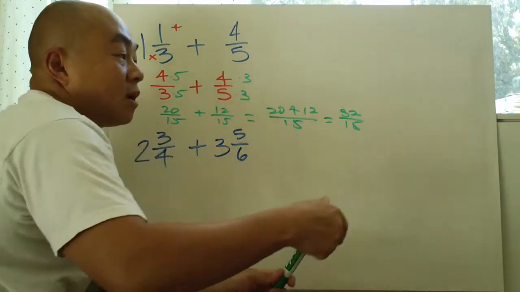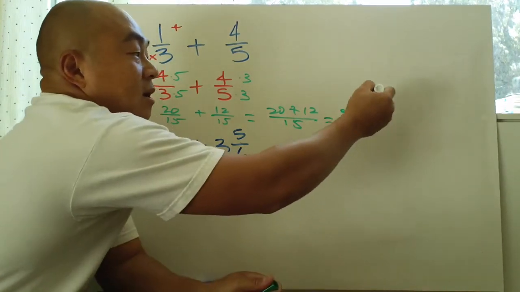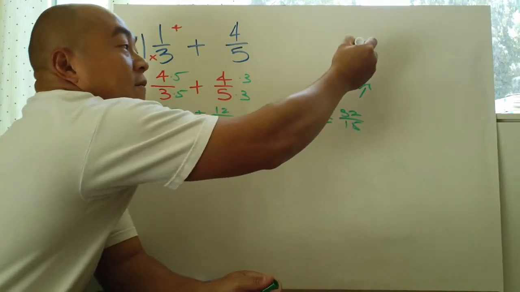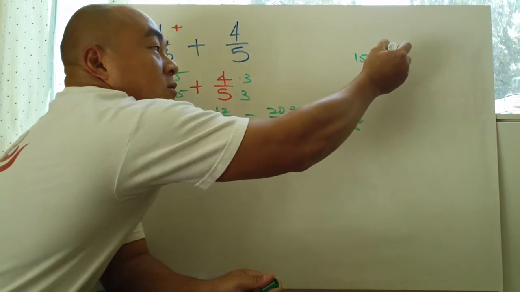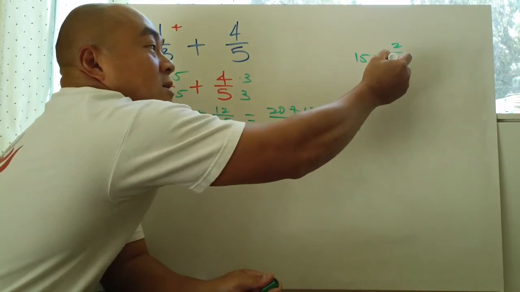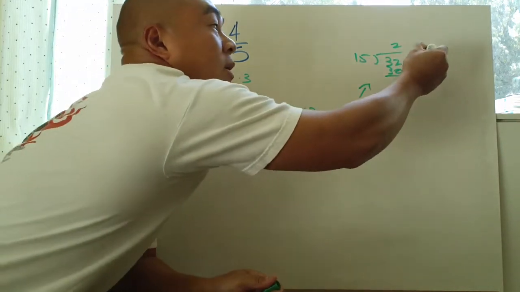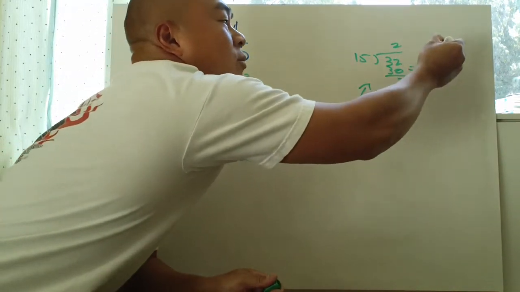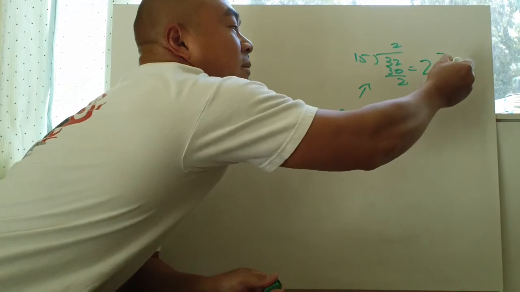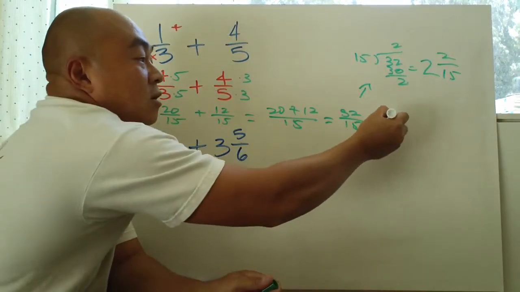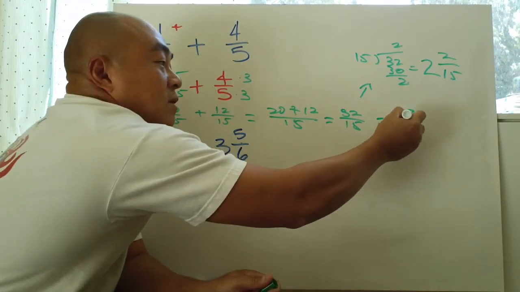So here, all we have to do is you just take 15 divided into 32. And that's getting me twice. That's 30. I have 2 remainder. This becomes my whole number. This becomes my numerator. And that stays my same denominator. Okay, so my answer here is 2 and 2/15.